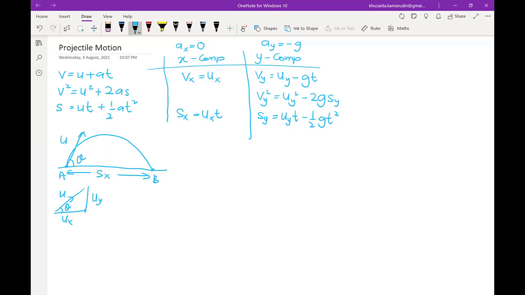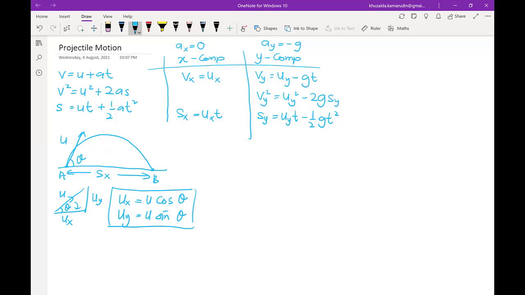So it means that you're gonna have the equation Ux equals U cos theta. Alright, so untuk Uy pula, you're gonna have U sin theta. So these equations will apply in any projectile motion punya soalan. Itu memang dah wajib, memang dia confirm lah. Ux equals U cos theta, Uy equals U sin theta.